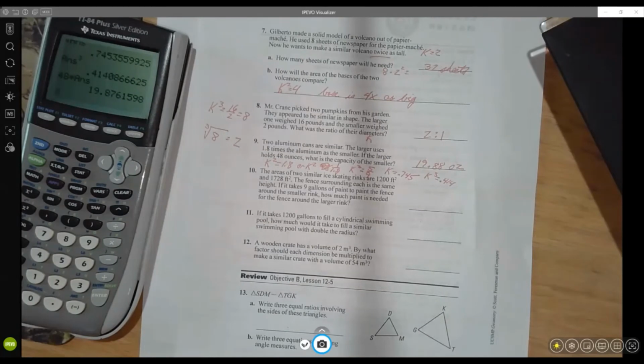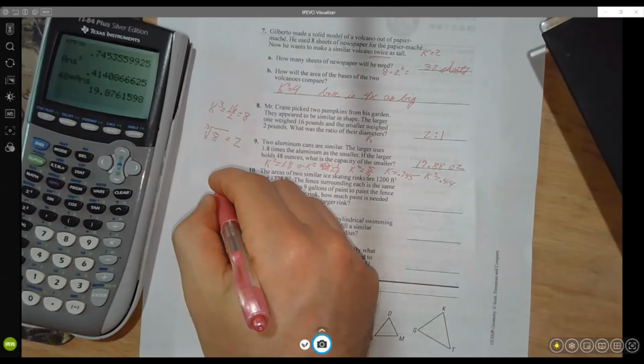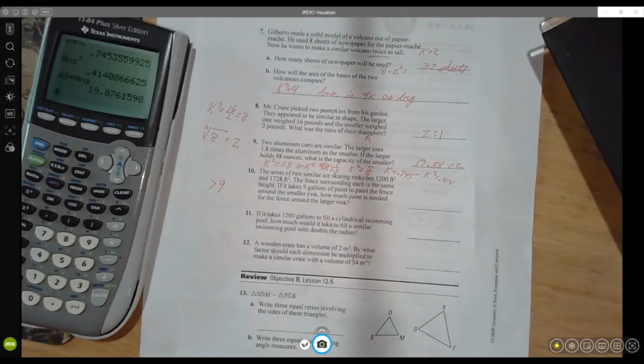Number 10, the areas of 2 similar ice skating rinks are 1,200 feet and 1,728 feet. The fence surrounding each is the same height. If it takes 9 gallons of paint to paint the fence around the smaller rink, how much is needed? Well, so we know our answer is going to be bigger than 9 because it took 9 for the smaller fence.